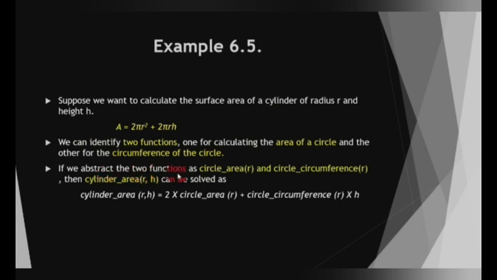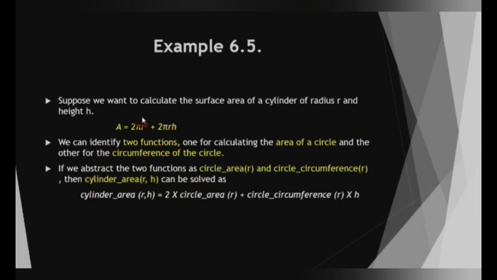If we abstract the two functions as circle area of r, how can we find the area of the circle? You must read the radius. Pi r square is the formula used for finding the area of a circle. So for circle area we pass the parameter r, and for circle circumference, here also we pass the parameter r, that is, we pass the radius as input. Then cylinder area of r comma h can be solved as follows.